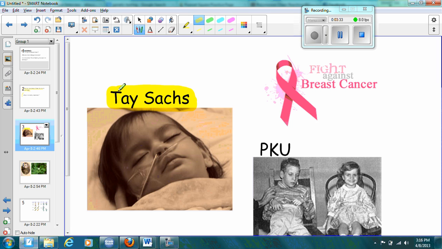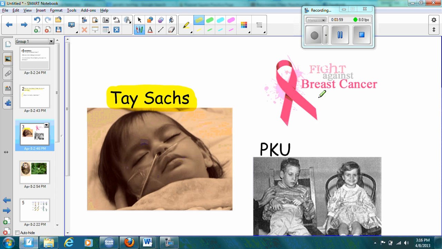So a lot of people who come from French Canadian, Jewish, or Cajun ancestry will check and see if they have that gene before they decide to have children. A lot of times they'll do genetic testing, and they'll see if they have that gene for Tay-Sachs and if they could give it to their child. And as you guys can guess, Tay-Sachs is recessive.